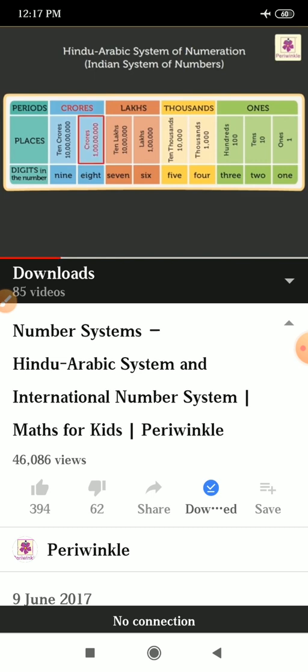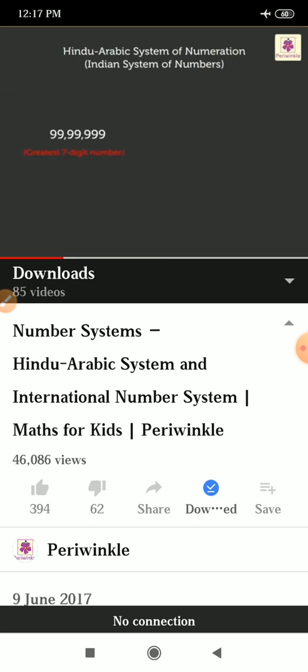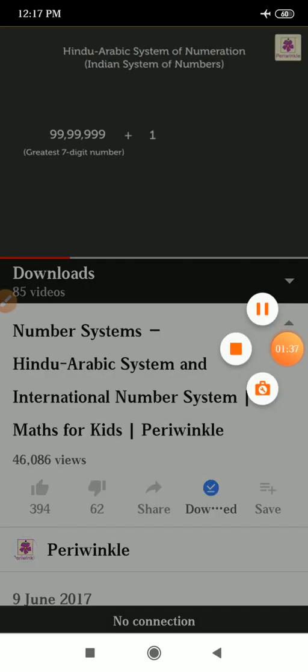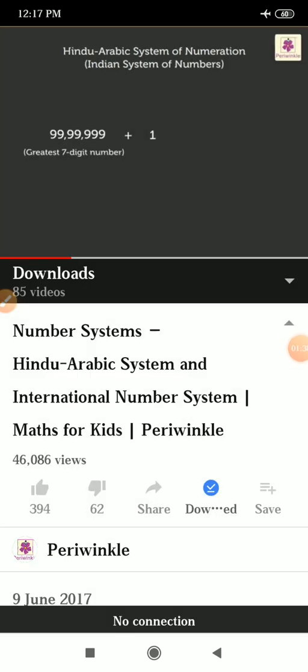The greatest 7-digit number is 99,99,999. And when 1 is added to it, we obtain the smallest 8-digit number. We write it as 1,00,00,000. And we read it as 1 crore.